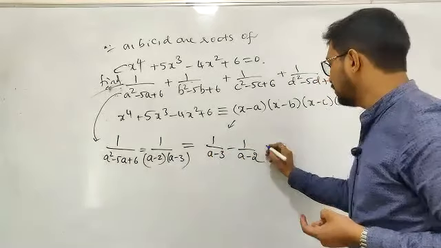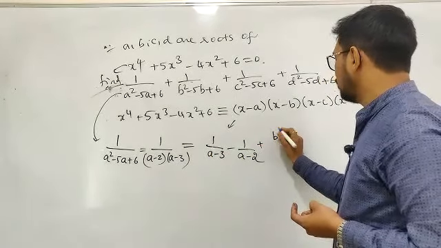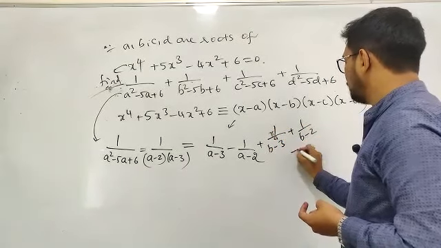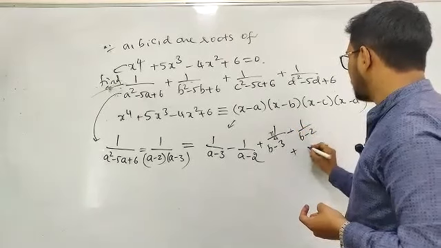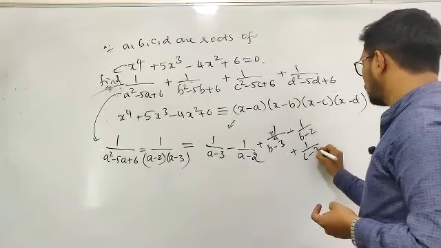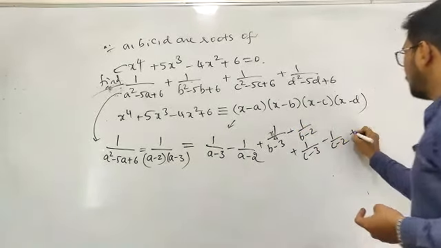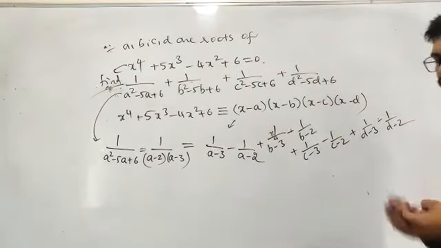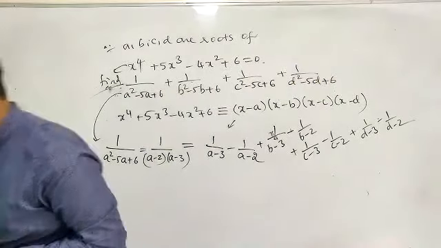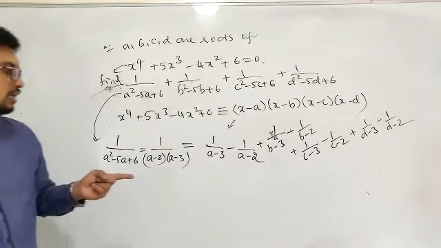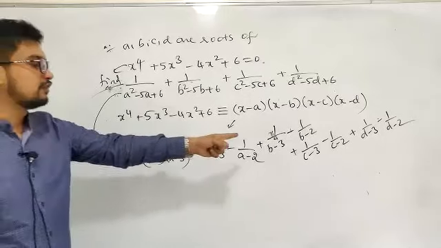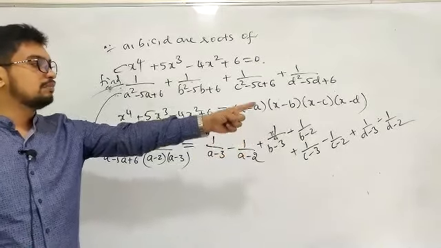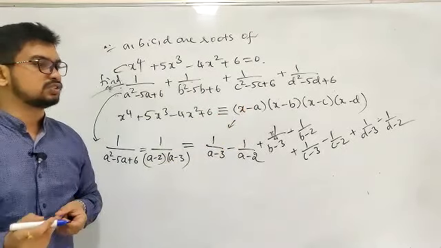Similarly, the next part can be written as 1 by b minus 3 minus 1 by b minus 2. The next part can be written as 1 by c minus 3 minus 1 by c minus 2, and the next part as 1 by d minus 3 minus 1 by d minus 2. This is your idea in solving that: 1 by a minus 3 minus 1 by a minus 2 plus 1 by b minus 3 minus 1 by b minus 2 plus 1 by c minus 3 minus 1 by c minus 2 plus 1 by d minus 3 minus 1 by d minus 2.